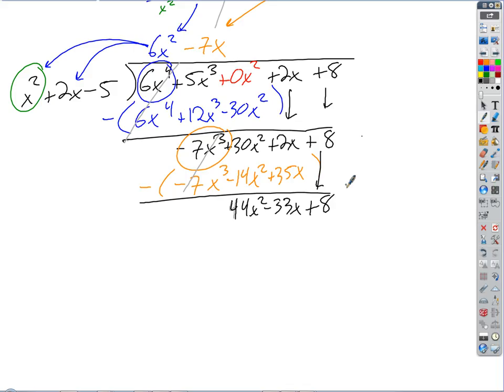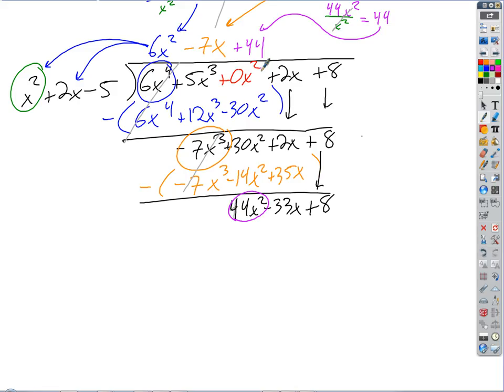Go again, right? So now let's ask, how many times does x squared divide into 44x squared? So 44x squared divided by x squared is what? 44. Yeah, the x squareds would cancel, wouldn't they? So I'd end up with 44, and so that's going to be the last term.